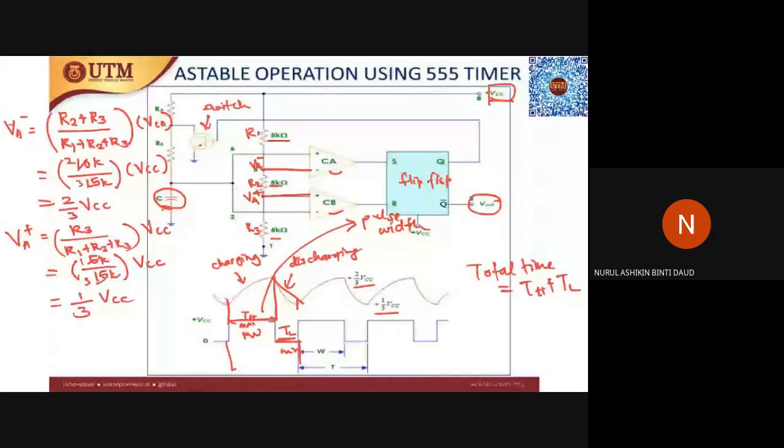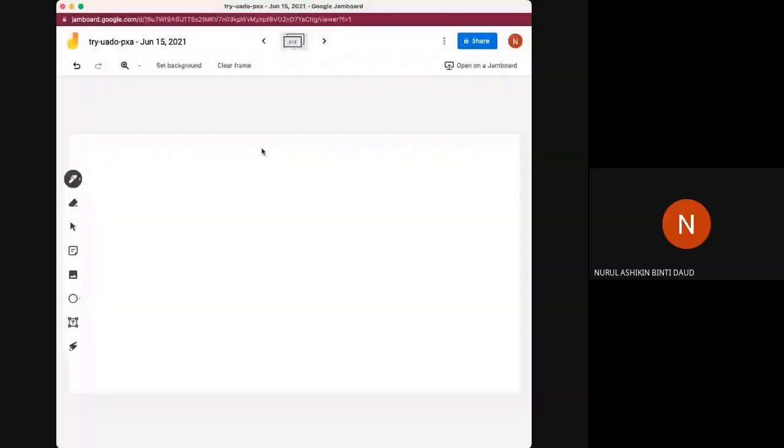Okay, I don't have enough space here, so I need to use this. All right, so I will change my presenting. I will share this part to all. Okay, so I will share this part.